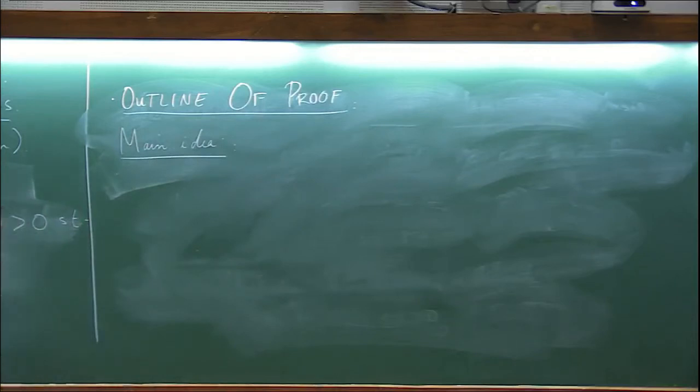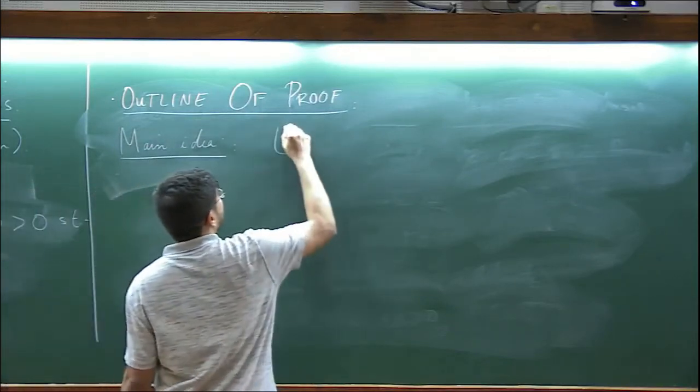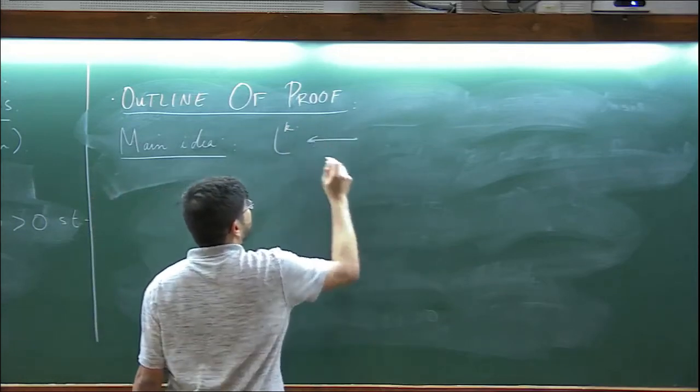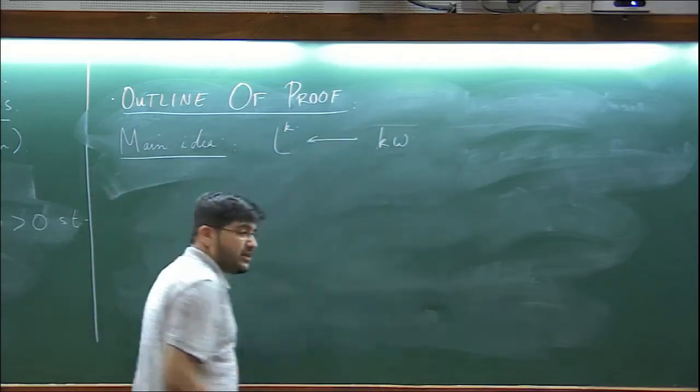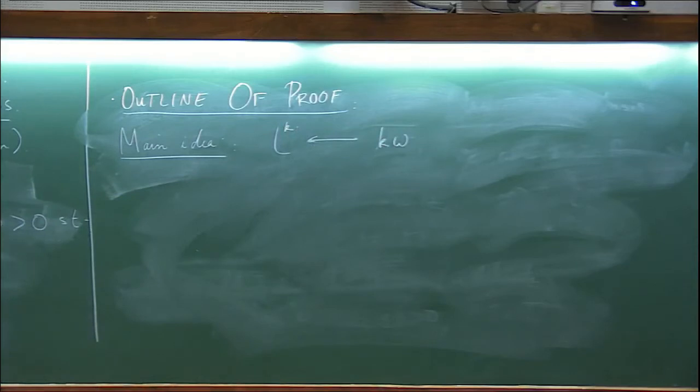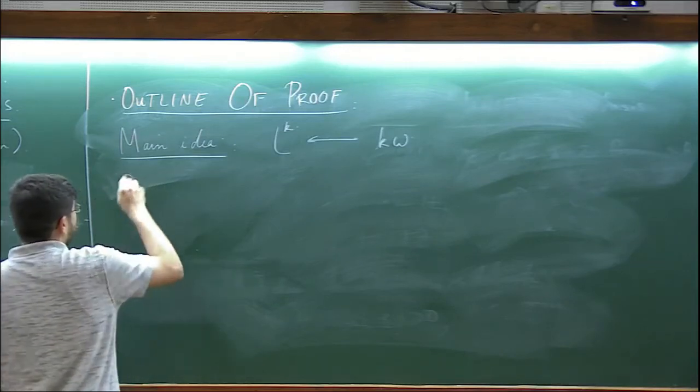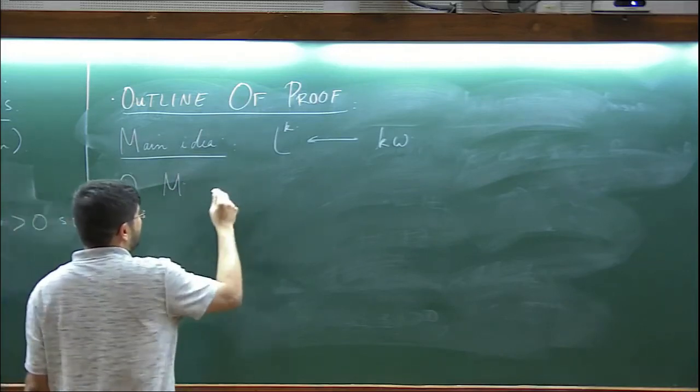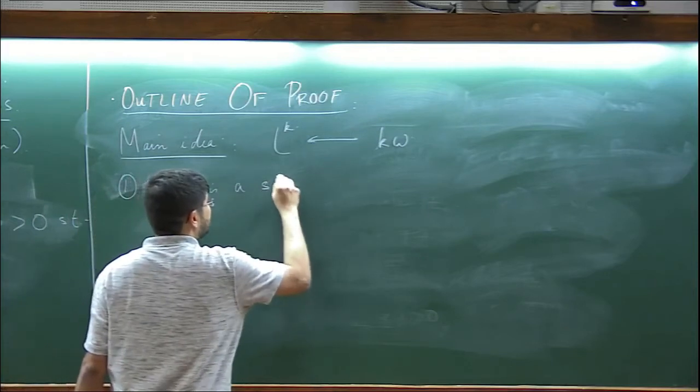So the main heuristic is that when you raise your line bundle to the kth power at the metric level, that means that you're scaling your metric by a factor of k, right? So let's see how that actually helps us in proving something of this sort. I'll first prove this in the case when M is a single manifold.